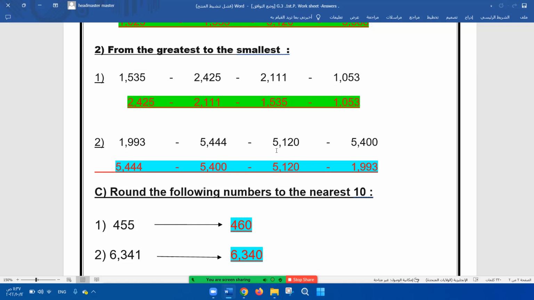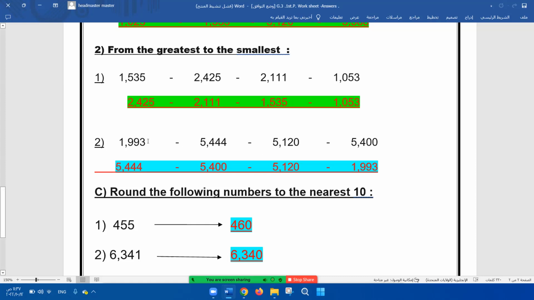Oh, we have 3 5s in the thousands place. But here we have 5,000, then 4, then 4, then 4, and here 5,000, then 4 also, but after that zeros. So the biggest number will be 5,444. So we start with it. Then the next is 5,400. Then the next is 5,120, because it also has 5,000, but the smallest of them has 1 in the hundreds place.